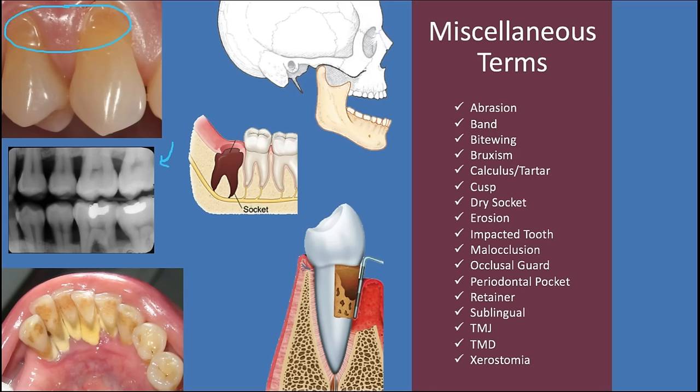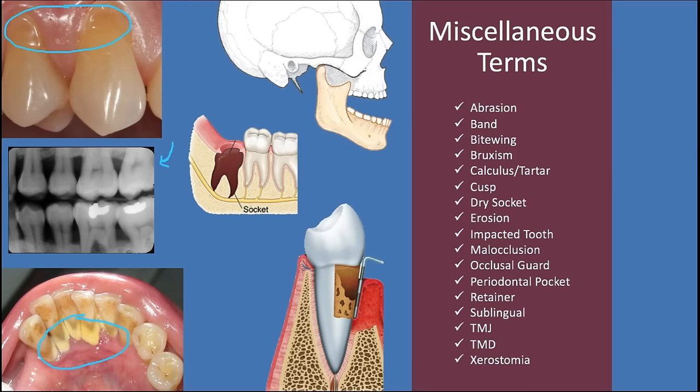Bruxism refers to an unconscious habit of grinding or clenching the teeth, which often happens when a person is sleeping or stressed out during the day. Calculus or tartar refers to a hard deposit of minerals coated with plaque that can build up on the teeth and cause gums to get inflamed. The most common place for it to accumulate is the lingual surfaces of the lower incisors. And this is the stuff that's scraped off when a dentist cleans your teeth.